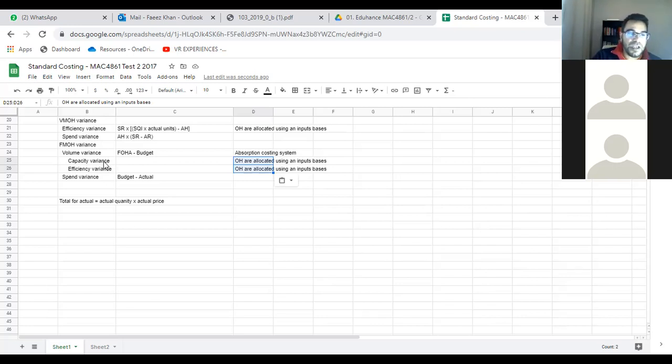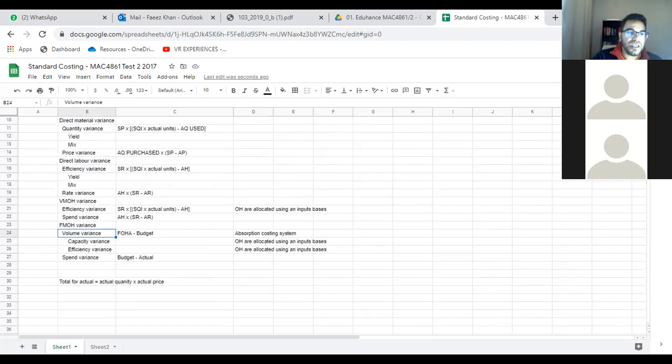Now remember, the sum of those two will equal the volume variance. You're just taking the volume variance and breaking it down further. Similarly over here, the sum of the mix and yield will equal the quantity variance. You're just taking the quantity variance and breaking it down further. So just be aware of that. To end off, I'll give you the format for a mix and a yield. We won't do the question now. We'll do the question in the next lesson.